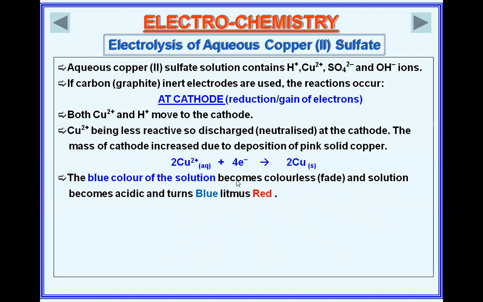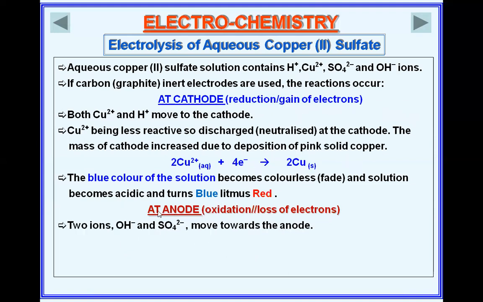The blue color of the solution becomes colorless, fades, and the solution becomes acidic, which turns blue litmus red. The reason behind it, the solution becomes acidic, is here. First, we have to discuss what happens at the anode. Oxidation, loss of electrons, or increase in oxidation number occurs.